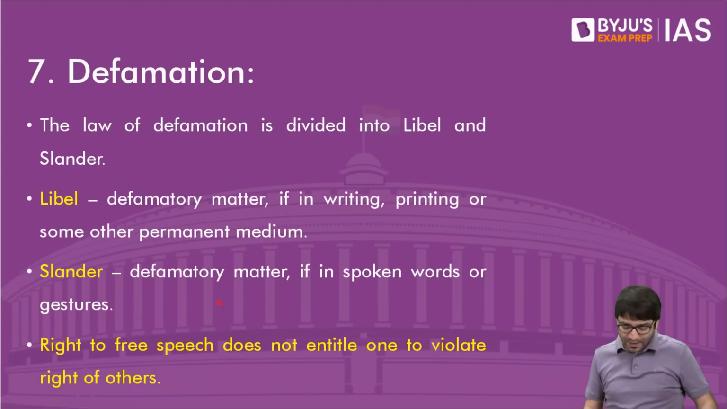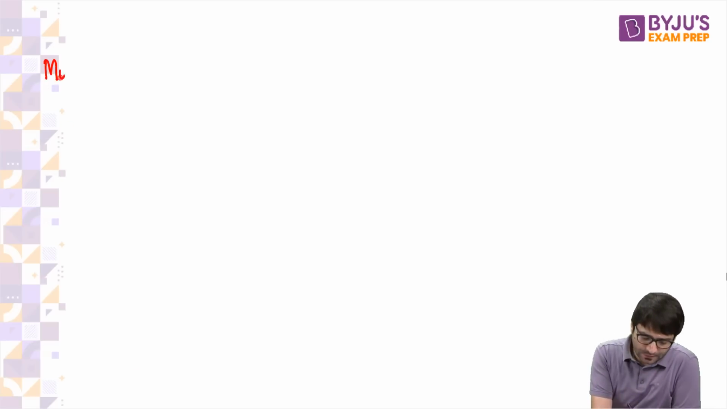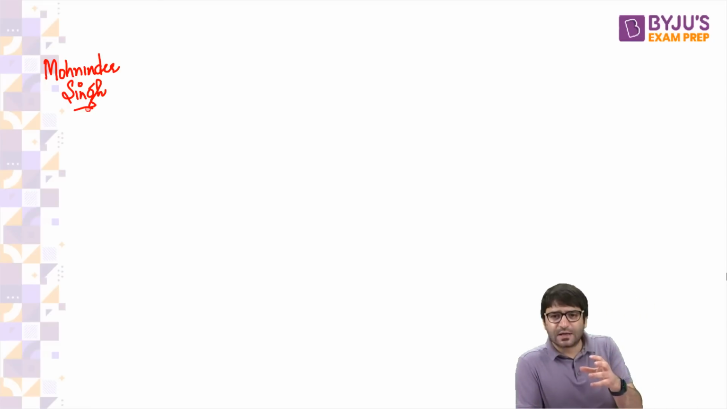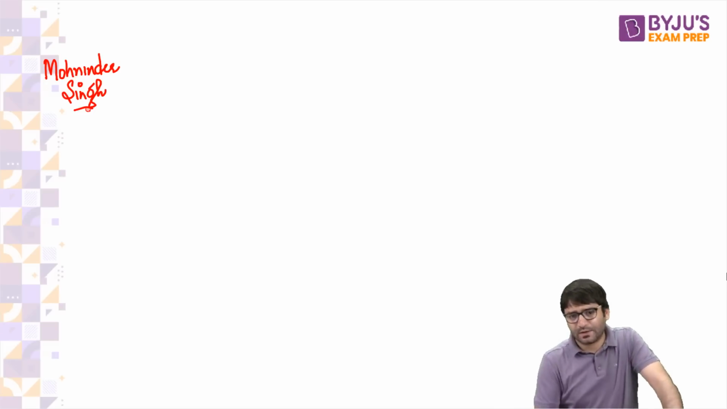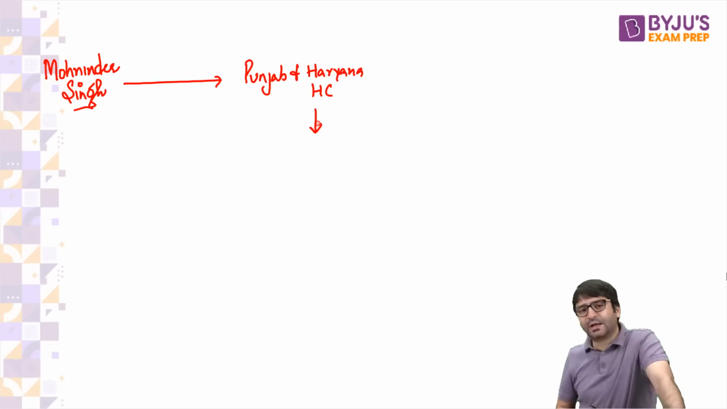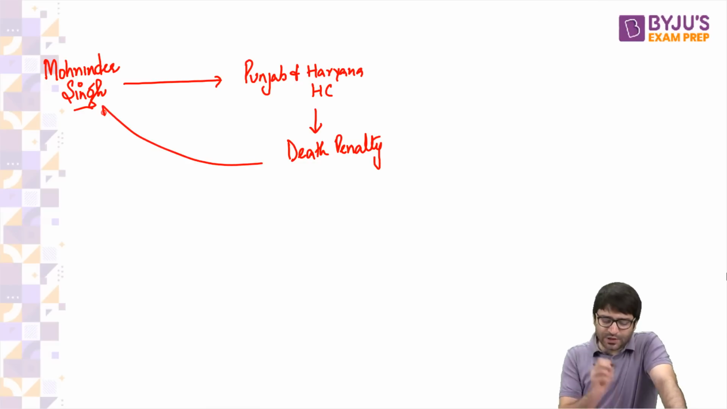And for that, we have one classic example. What is that classic example? Maninder Singh versus State of Punjab. It was argued that Maninder Singh had raped his own daughter. Matter went to Punjab and Haryana High Court, and Punjab and Haryana High Court imposed death penalty on Maninder Singh, saying this is the rarest of the rare case.